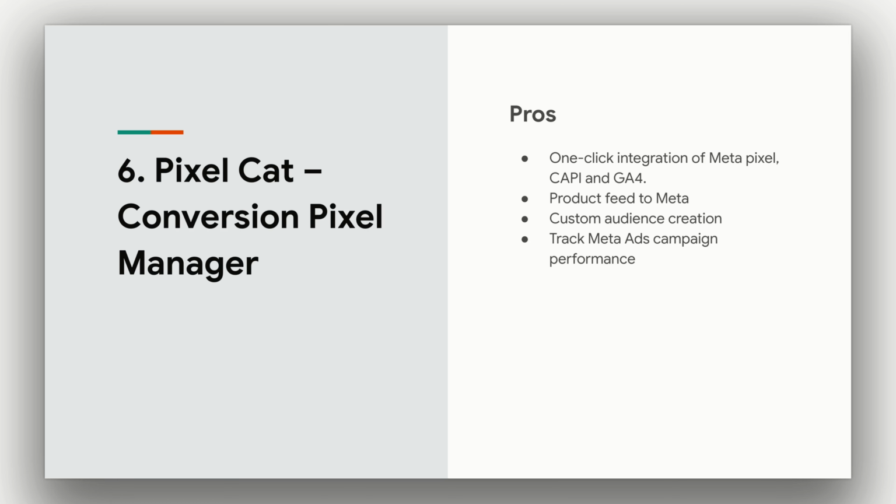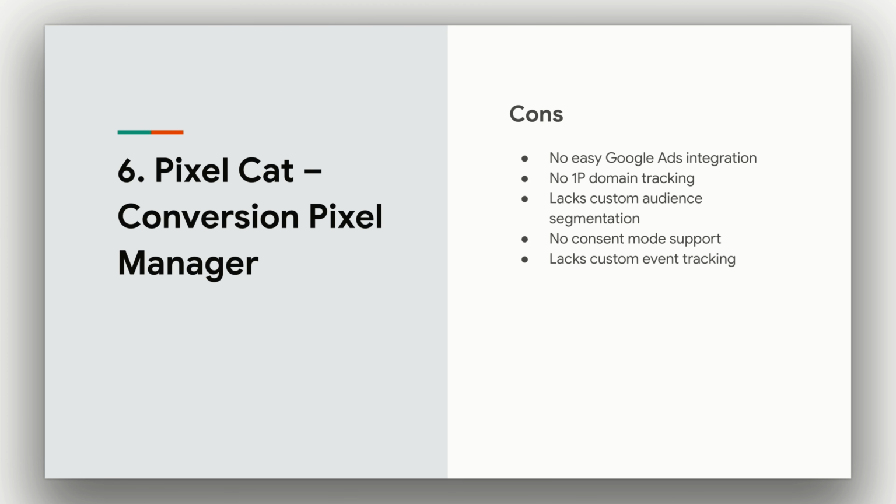So let's see the pros. It's just one-click integration for Metapixel, Conversions API, and GA4. It helps you with product feed to meta ads. And it is also helping you with custom audience creation and tracking meta ads campaign performance. So this is one of the very good features that PixelCat has.